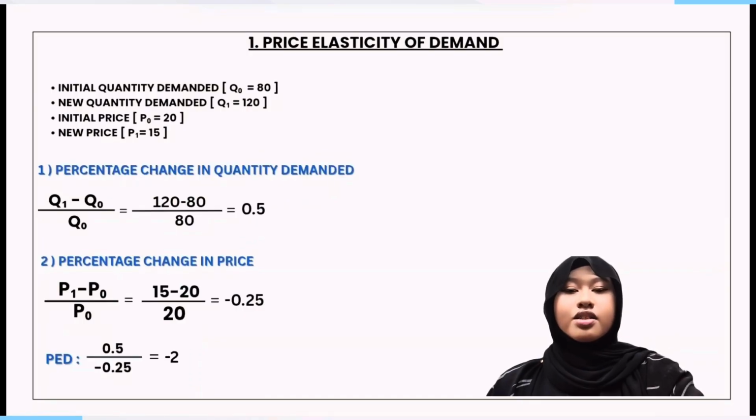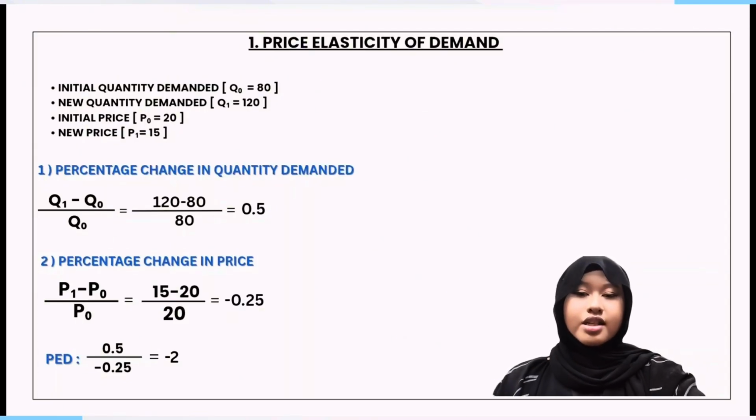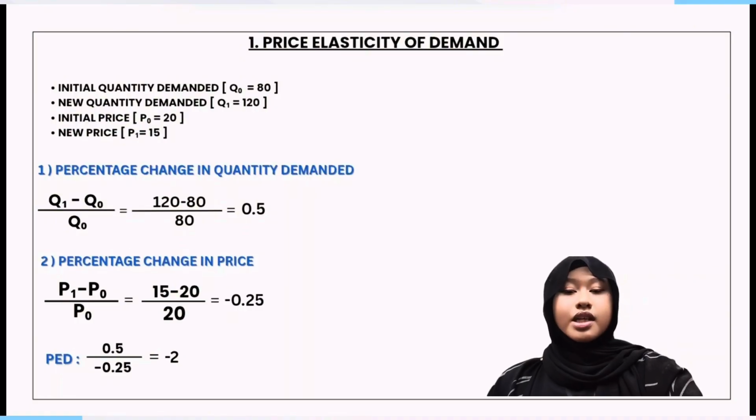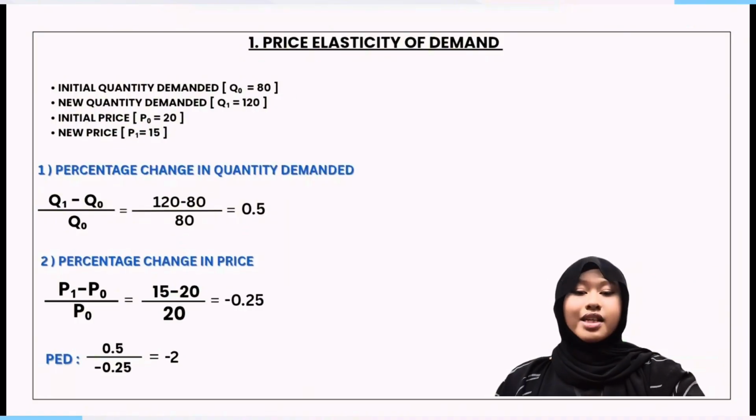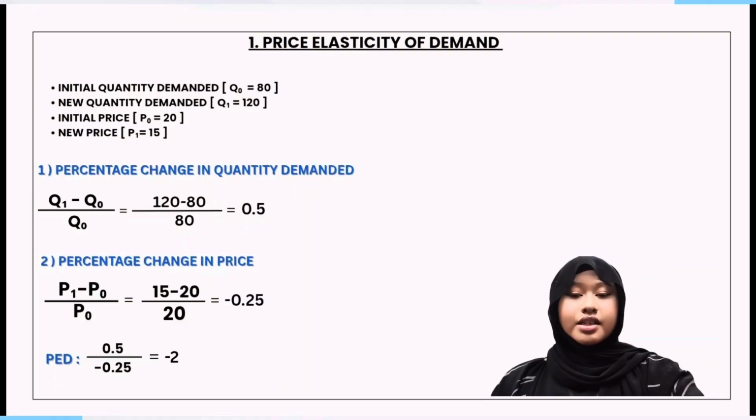Here is the initial quantity demanded, Q0, which is 80. The new quantity demanded, Q1, is 120. The initial price, P0, is 20, and the new price, P1, is 15. In this step, I'm going to calculate the different components. The first calculation is the percentage change in quantity demanded: Q1 minus Q0 divided by Q0 equals 120 minus 80 divided by 80, which equals 0.5.